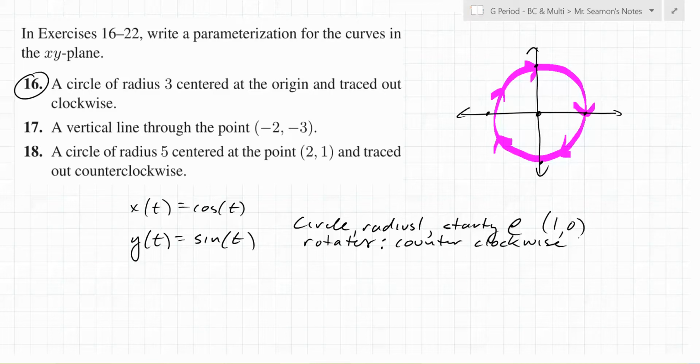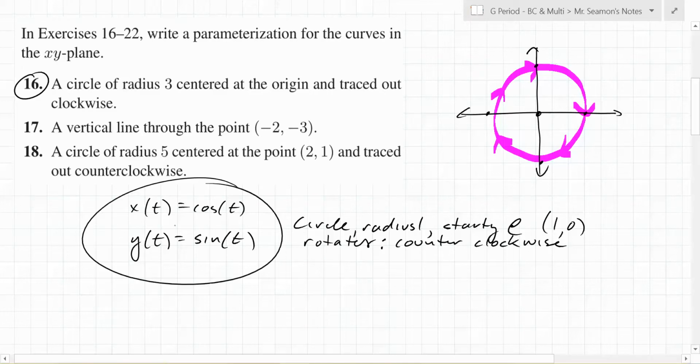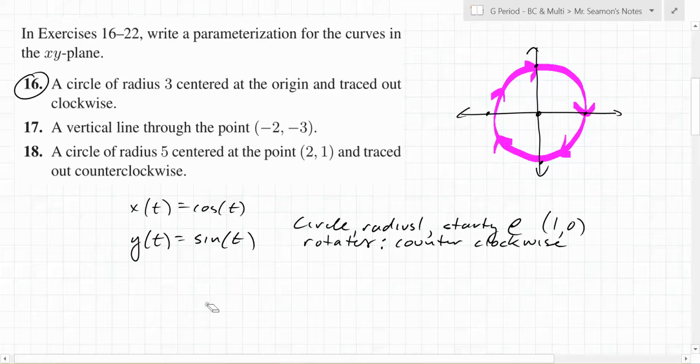Well, we're actually not going to multiply both sides of the equation. How would we modify this right there to make this a circle of radius 3? Nope. That would change where it starts. It wouldn't change the radius.